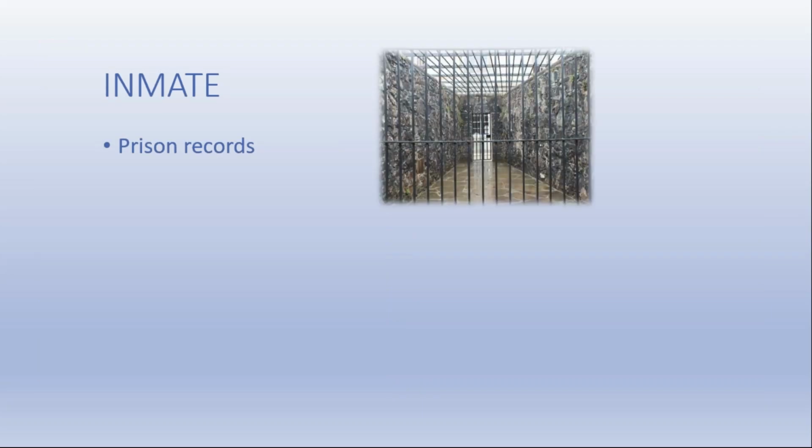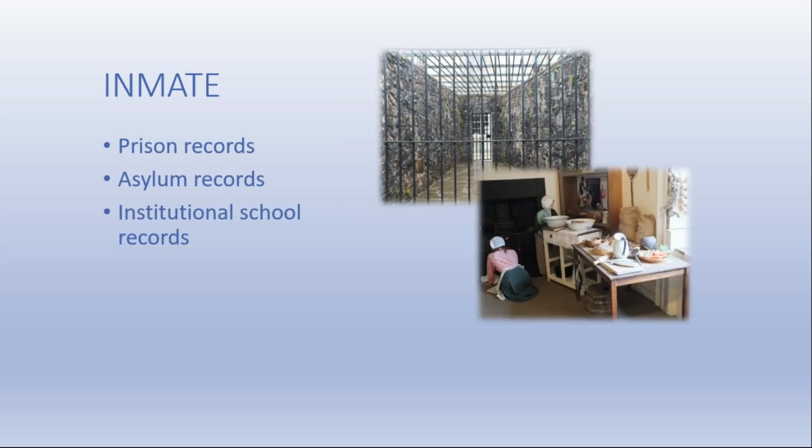If your ancestor was an inmate, our first thought, of course, is that they would be in prison, and we would be looking at prison records. But if they were an inmate, they may also have been in an asylum, because patients in asylums were also referred to as inmates. Or they could be a resident in an institutional school, and we'd be looking at the records for that school, because children in the institutional schools would also be known as inmates.